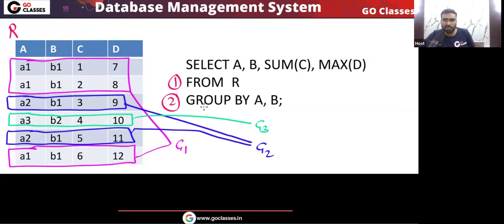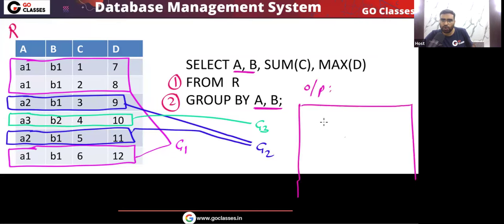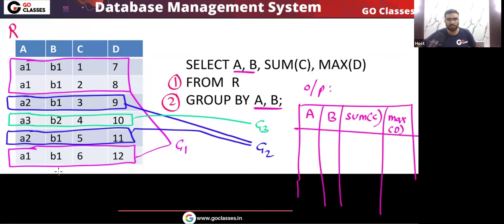Okay, now you tell me. We have done the grouping. Now select A comma B. You can see select A comma B. So remember, the aggregation will happen group wise. Okay, so the output will be like this. Let me tell you the output. The output will have total four columns. One column A, another column B, another column sum C, and another column max D. So these will be the columns. Okay, now you tell me. For each group, one tuple will come because there is no having.